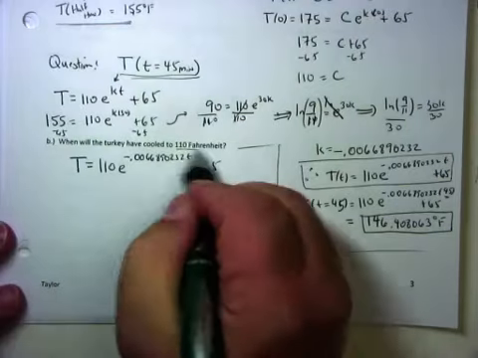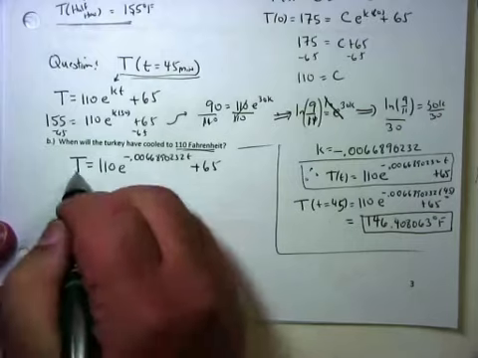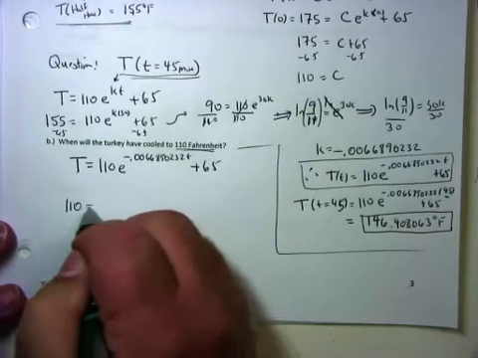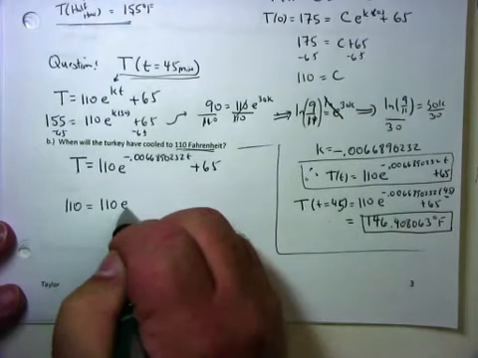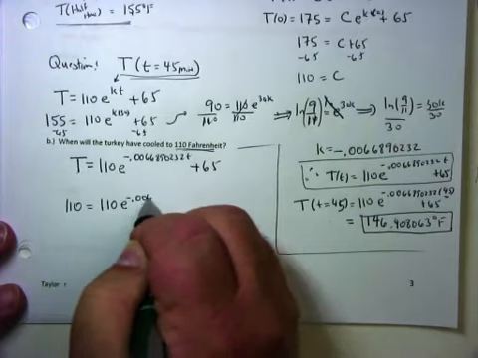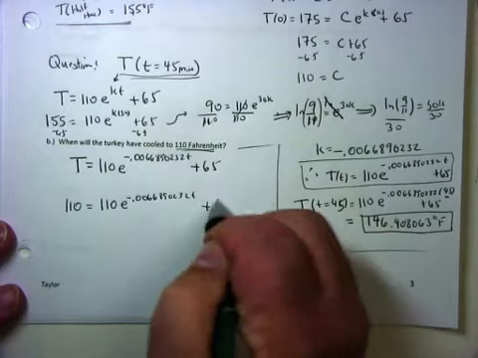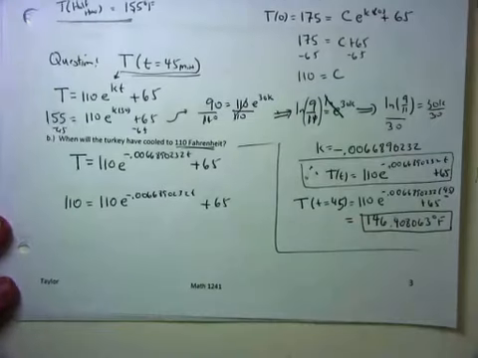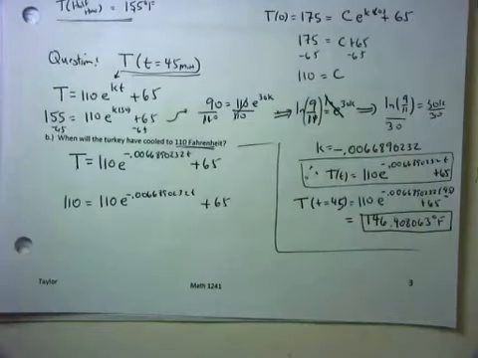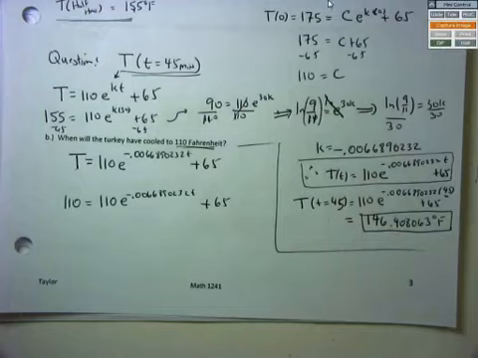What are we going to do to this problem? Cool down to 110 degrees Fahrenheit. So temperature is 110. That'll equal 110 e to the negative 0.00668902232 t plus 65. Basically, I'm solving for time on this one. When's a question of time.